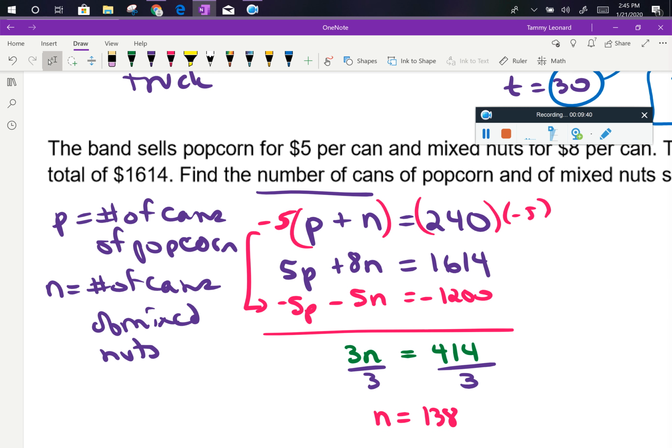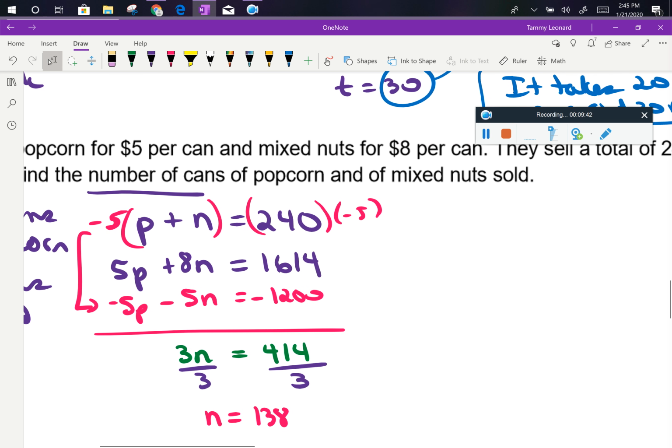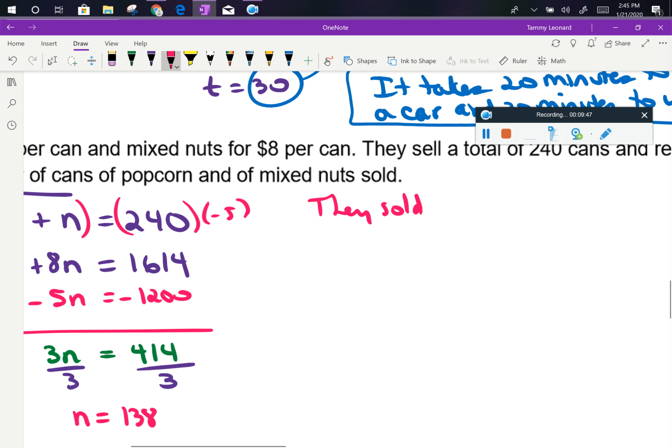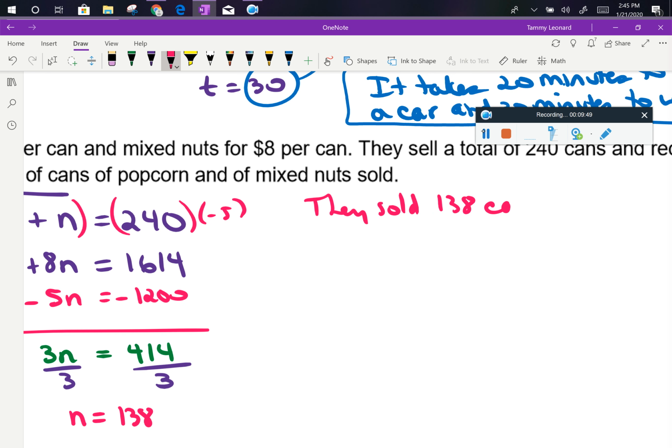Now, let's go back and see what did N equal. N was the number of cans of mixed nuts. So we can say they sold 138 cans of mixed nuts. But we also have to find out how many cans of popcorn. So I'm going to say, and, but I'm not going to finish my sentence yet.